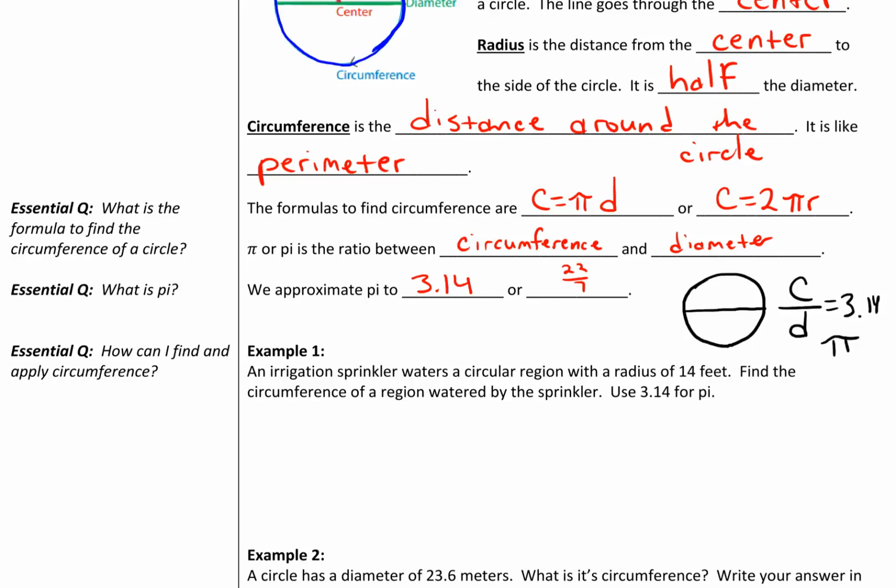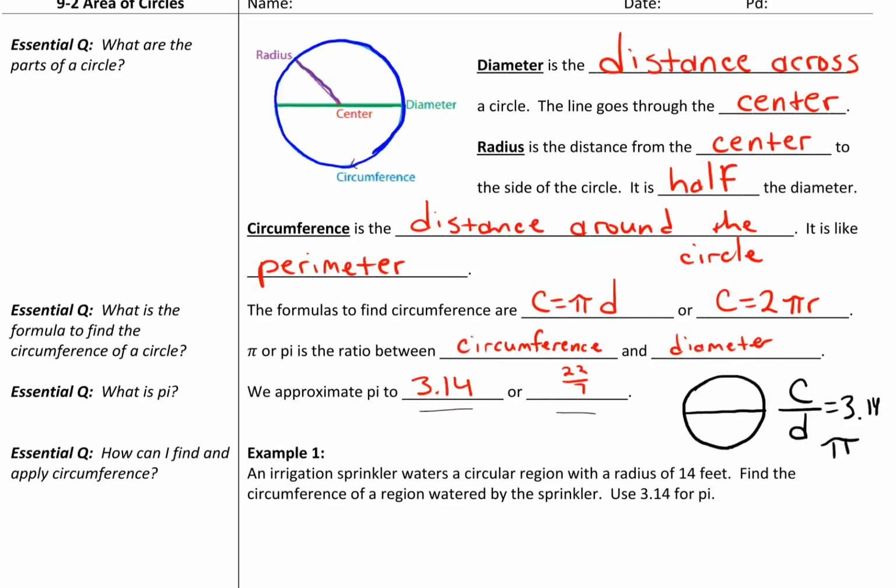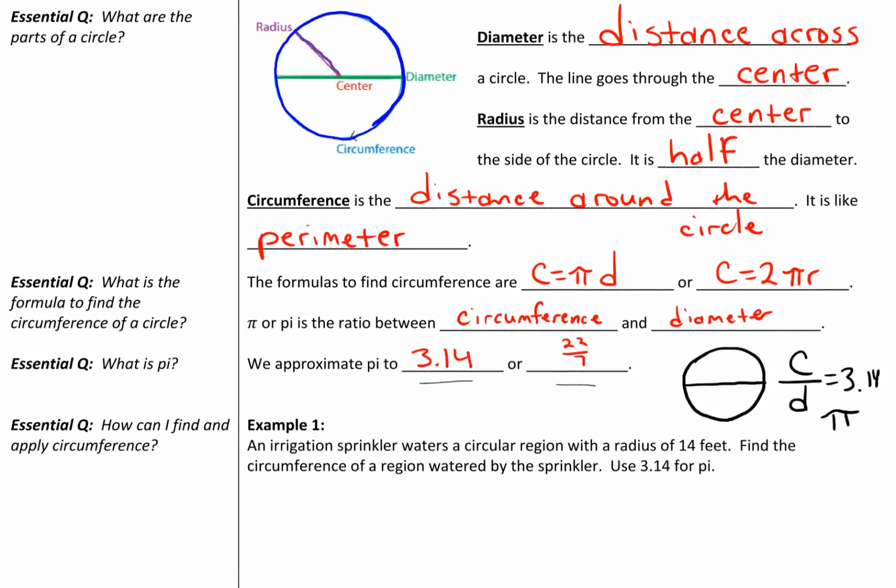Okay, it's an irrational number, which means it can't be written as a fraction. And we usually will approximate it to 3.14 or 22 over 7. Okay, those don't equal pi, but we use them as approximations. So you may need to pause here to finish filling out the vocabulary. And then let's go on to our first example.